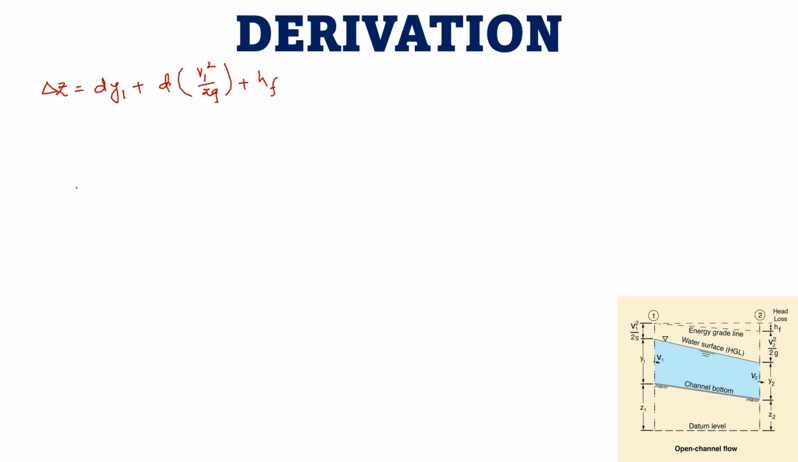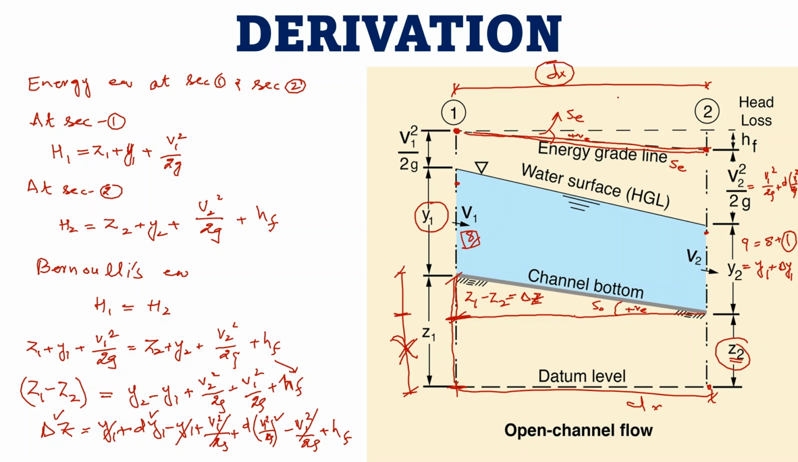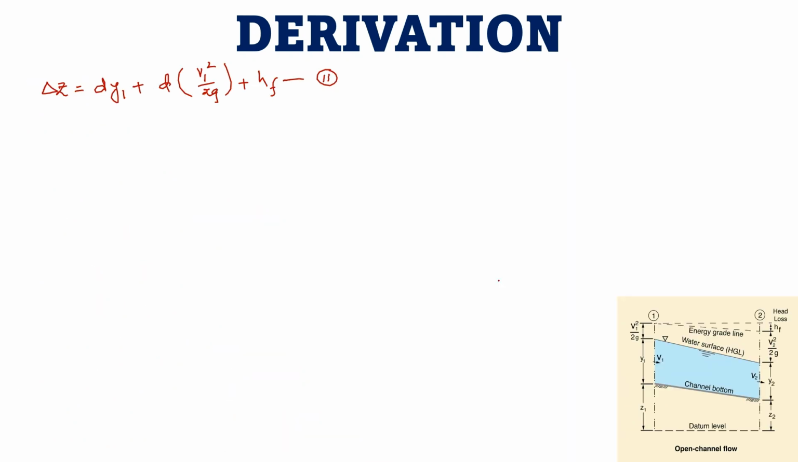So now we want to solve this simple equation. Let us say this is equation 2. If we draw a simple triangle including the bottom of the channel, this is the bed level, this is the horizontal line, and this is the vertical line. We have called this delta Z, the length between section 1 and section 2 as dx, and this is the slope of the bed.